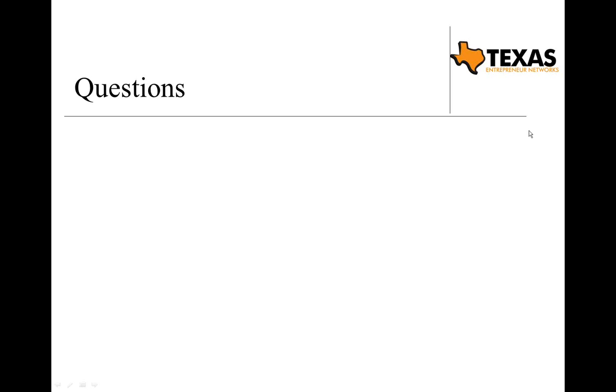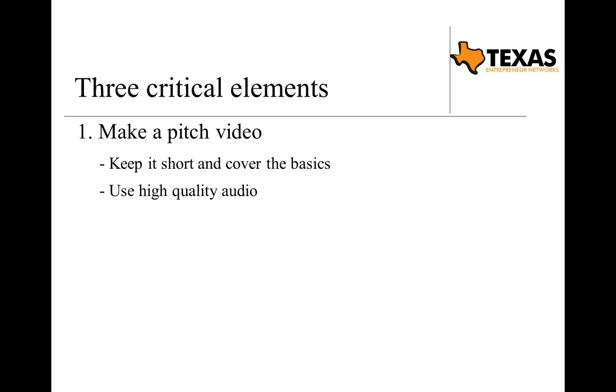So let's go on to the next section of our presentation. This is our last one, and let's talk about the 3 critical elements that go into a crowdfunding site. Number 1 is you need to make a pitch video. It needs to be short and cover the basics. Most pitch videos are 2 to 3 minutes long.